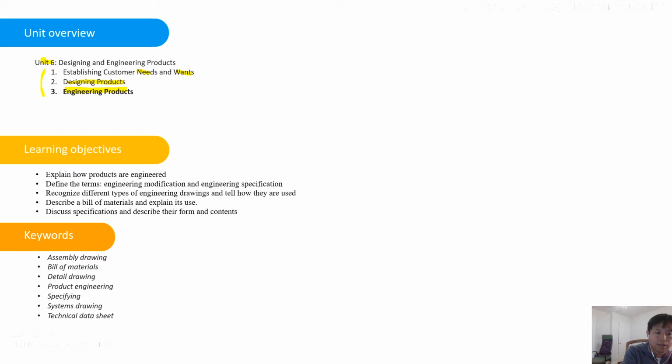So we have five objectives. Explain how products are designed and engineered; the term engineering modification; and engineering specification, which is an important term in engineering; recognize different types of engineering drawing, and I will show you three different types; describe the bill of material; and lastly, specification, and their form and contents. Those are the keywords.